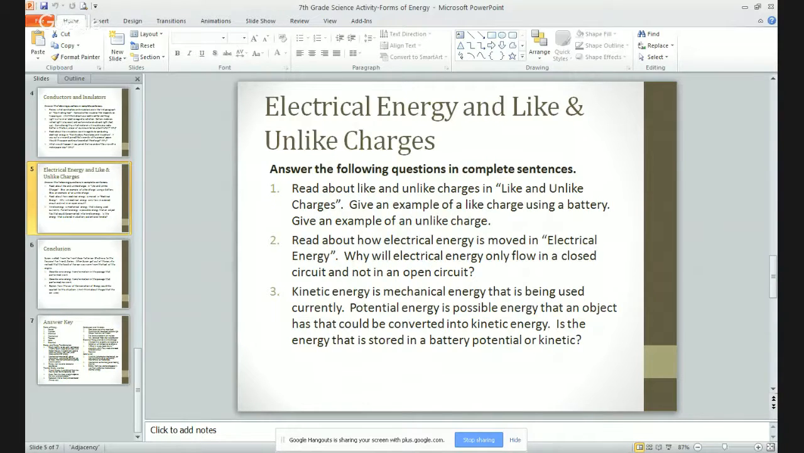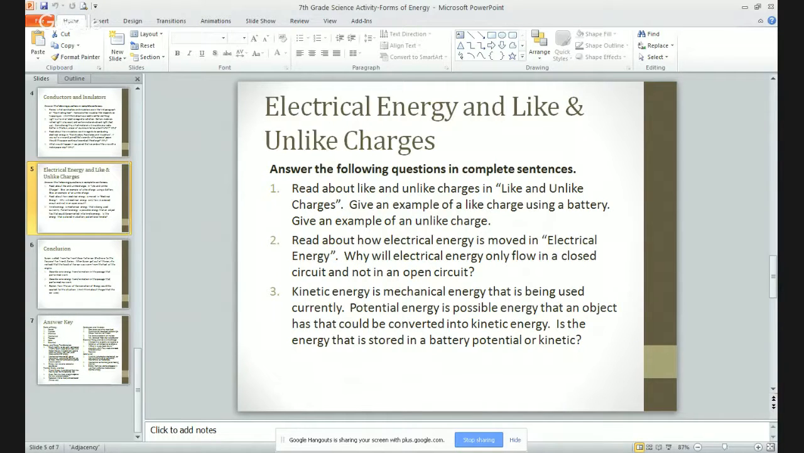Or you could have the two negative ends together. That's just the way things work. So you've got to have the unlike charges in order to get the electricity to flow. Number two, reading about how electrical energy is moved in the electrical energy.